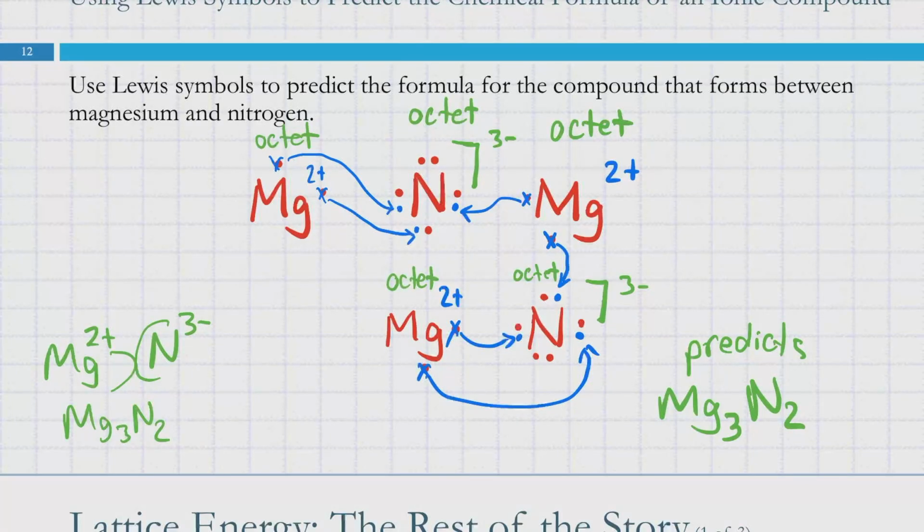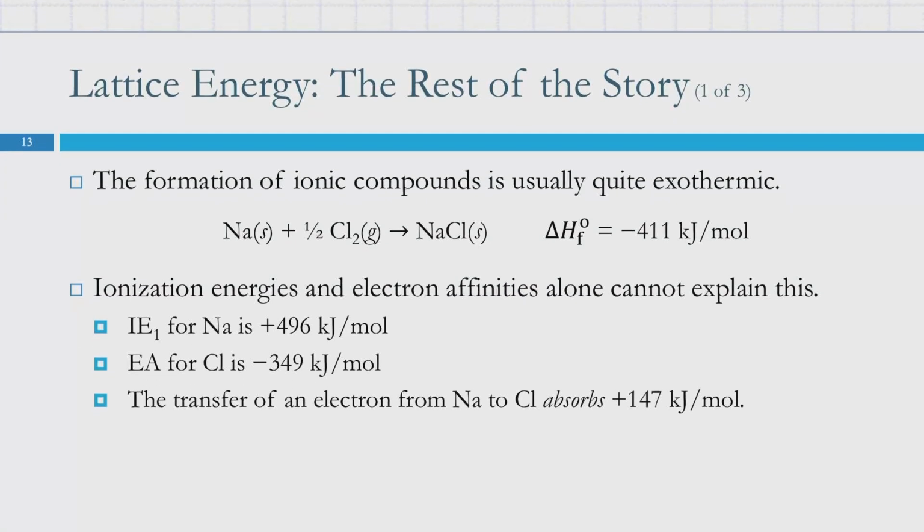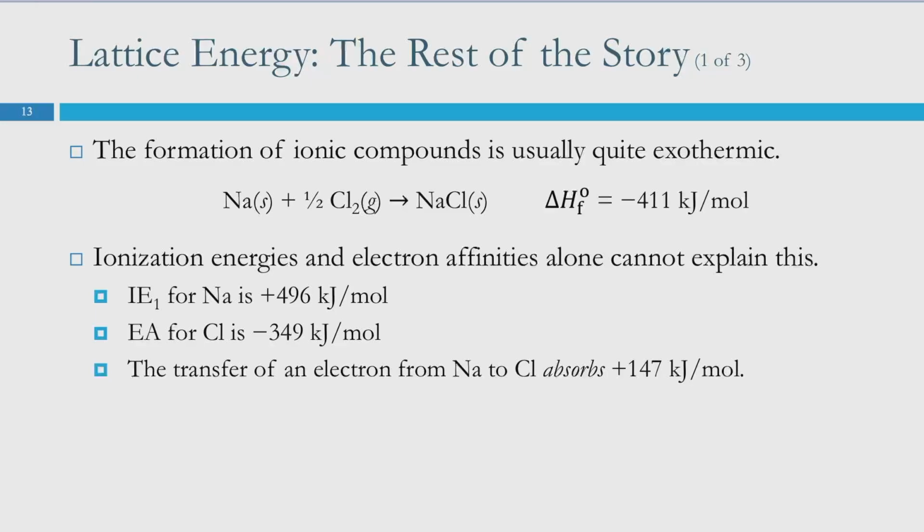Okay, picking up where we left off just a little bit ago. For our ionic compounds, we also have an additional feature called lattice energy. So the formation of ionic compounds is usually exothermic. It produces energy, releases energy.